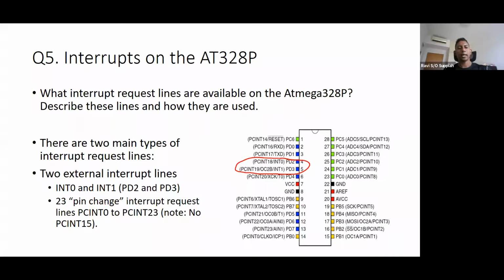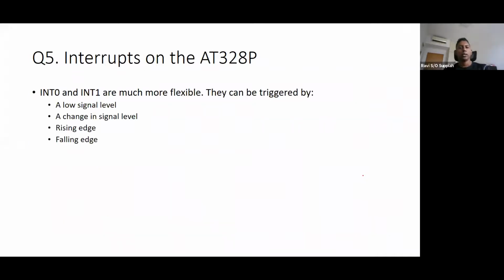Then there are 23 pin change interrupt request lines. You can see that almost all of the other pins have this PCINT associated with it. This is what you call the pin change interrupt request line. So let's look at what we did in the studio first.